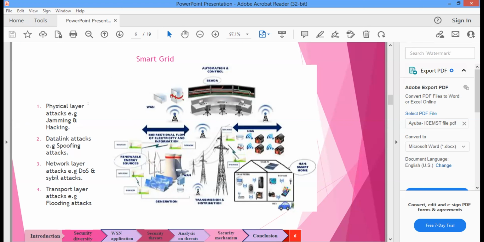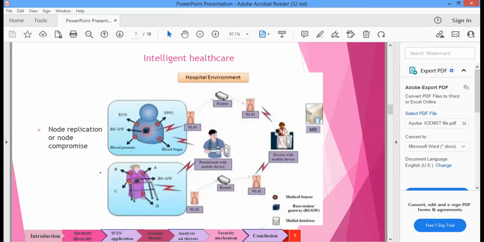One, on the physical layer, the attacks that can be carried out there are jamming and hacking attacks. On the data link layer, a spoofing attack can be carried out. And on the network layer, a denial of service attack and a Sybil attack can be carried out. While on the transport layer, a flooding type of attack can be carried out on the system.